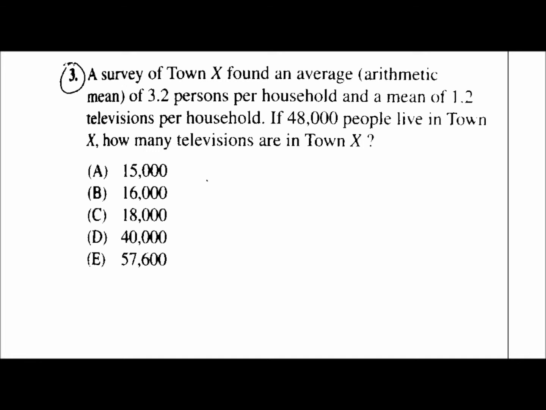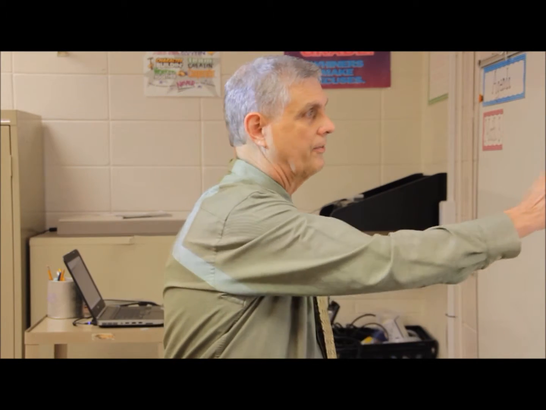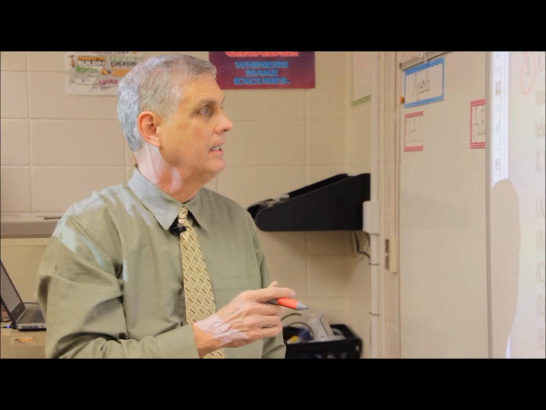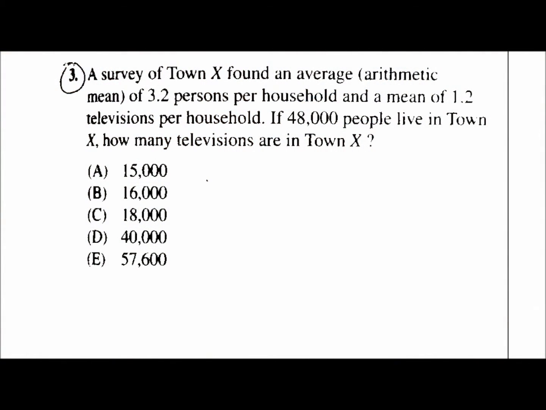A survey of town X found an average, which is the arithmetic mean, of 3.2 persons per household and a mean of 1.2 televisions per household. Now, if there's 48,000 people in this hypothetical town, how many televisions are in the town? So you can see by what they're asking you to find, you need to know how many households you have, because you've got 1.2 televisions per one of these households.